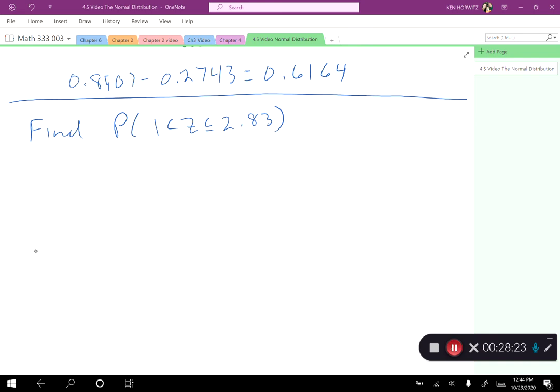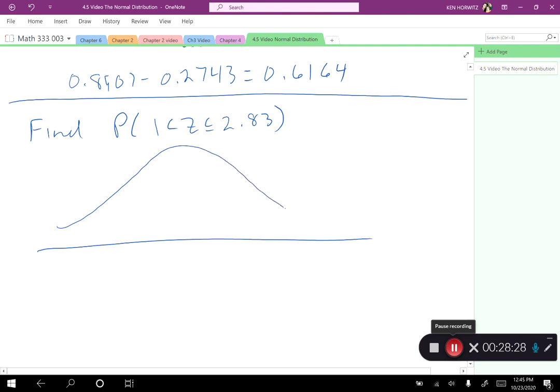All right, hopefully you have done everything you need to get an answer. I'm going to be a little bit quicker, only because by now you guys are experts in this. There's 0, there's 2.83, there's 1. So I'm going to look up my area of 2.83. I'm going to subtract the area to the left of 1. What's left should be the area in between those two values.